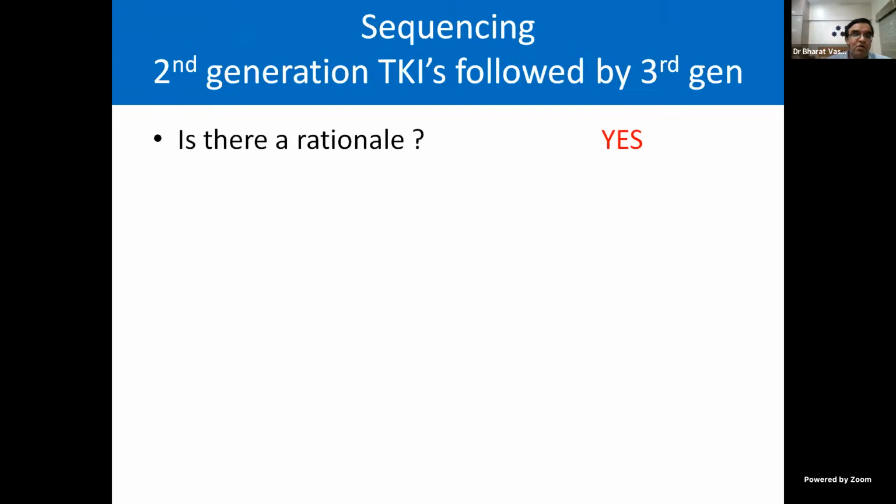So the last but not the least, is there a rationale of giving second generation TKI followed by third generation? The answer is yes. You can sequence it even in non.